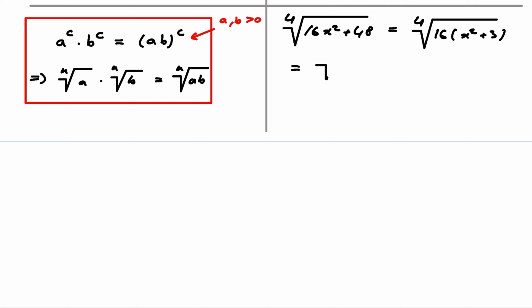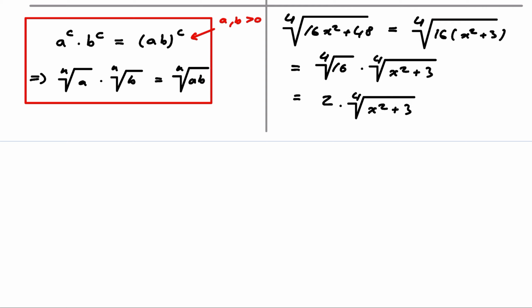But this would be the fourth root of 16 multiplied by the fourth root of what's left. So it would be x squared plus 3. And now that's just equal to 2. 2 to the 4 is equal to 16, so this is equal to this, yes, multiplied by this. Neat. That's just a standard calculation.